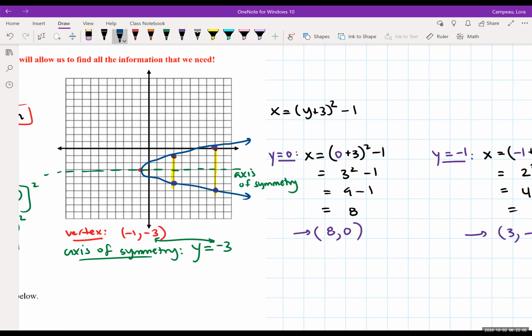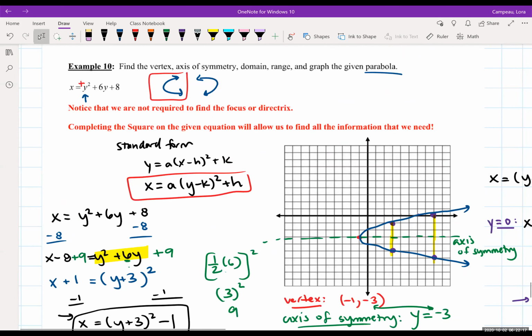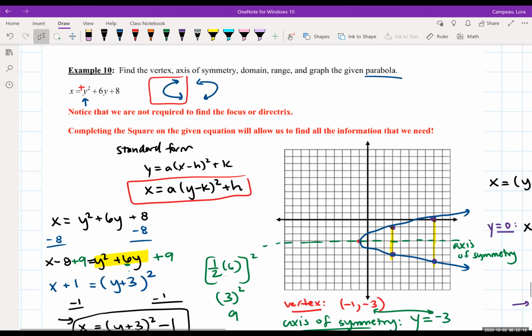I know we get excited when we're done graphing, but double check the directions one more time. Did we find the vertex? Check. Did we find the axis of symmetry? Yes, we stated that. Did we find the domain or range? No, we still need to do that, but we did graph the parabola.